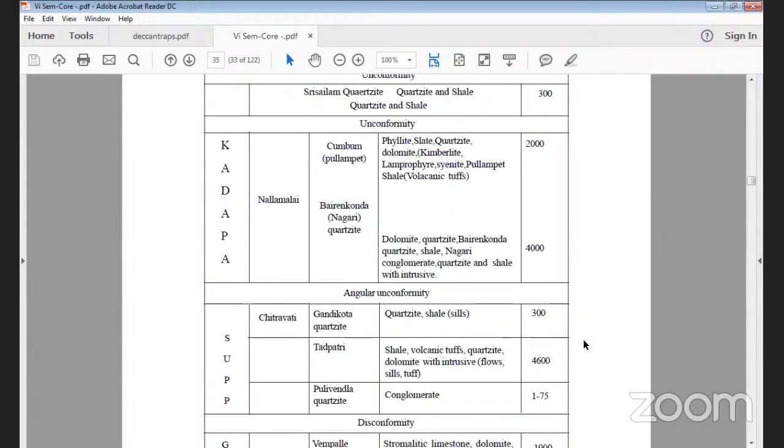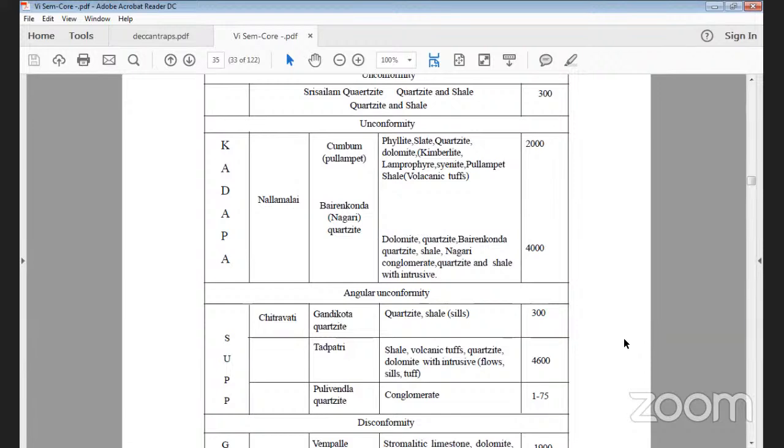And we can see here an angular unconformity. An angular unconformity was formed between the Chitravati and the Nallamalai group. The Nallamalai group is divided into two formations. One is the Byronkonda, and the second one is the Kumbam formation. The Byronkonda formation is called the Nagari quartzite formation.